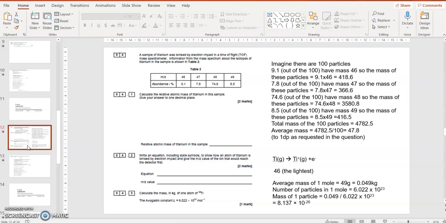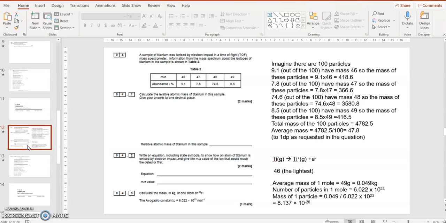Add them all together and you'll find out the mass of all the particles in the sample, 4782.5. To work out an average, divide by the number of particles in the sample, which we decided is 100. 47.8 is your average mass, and it even tells you that it wants it to one decimal place. That's straightforward. You've not even got to worry about how many significant figures and things to put it to.